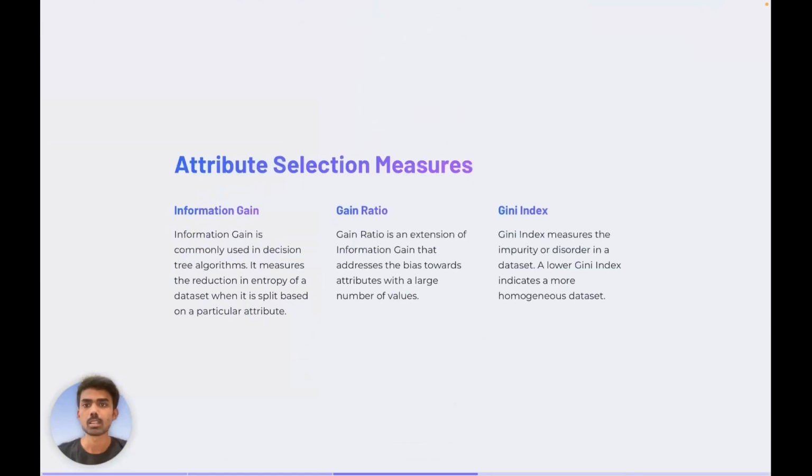Our next question is, what are the selection measures for an attribute? So first we see the information gain of the attribute. Information gain is commonly used in decision tree algorithms. It measures the reduction in entropy of a dataset when it is split based on a particular attribute. The second selection measure is gain ratio, and the third is Gini index. Gini index measures the impurity or disorder in data, and the gain ratio is an extension of information gain that addresses the bias towards attributes with a large number of values.